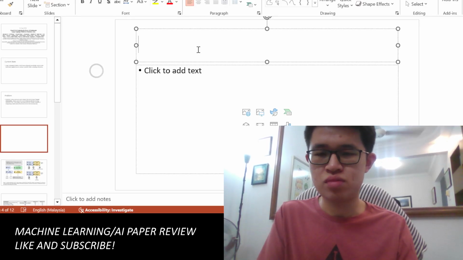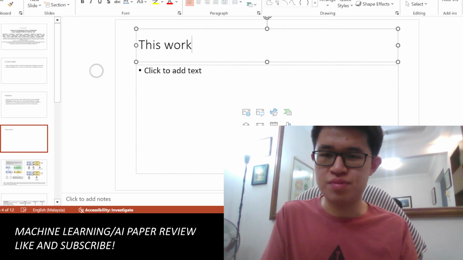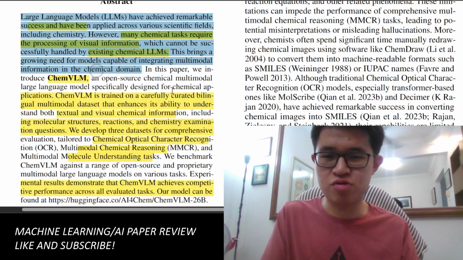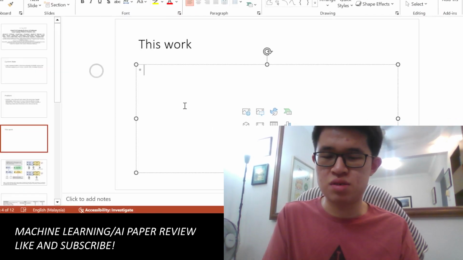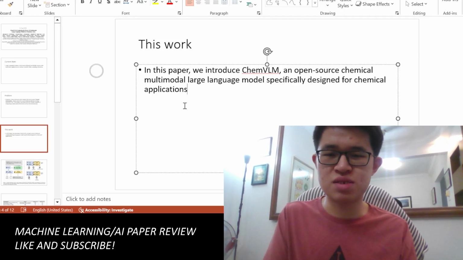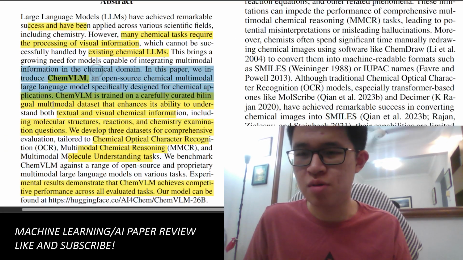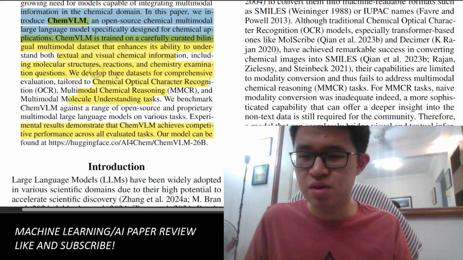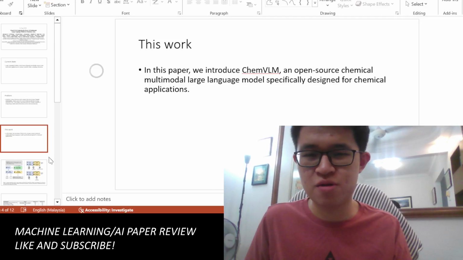So this work, what they're trying to do is the proposed ChemVLM. Let's put it right here. For chemistry applications, it's an open source chemical multimodal model, and then I have the methods here.